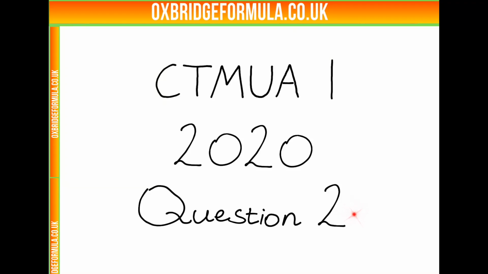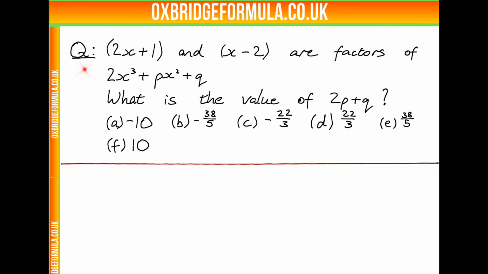Welcome to question 2 of the 2020 TMUA Paper 1. The question tells us that 2x plus 1 and x minus 2 are factors of 2x cubed plus px squared plus q. It asks us to use this information in order to find the value of 2p plus q, and we have 6 options listed. Pause the video, read through these options and have a go answering the question for yourself.